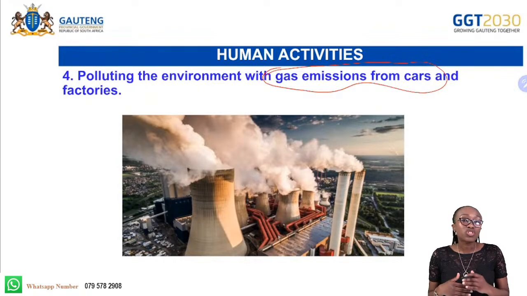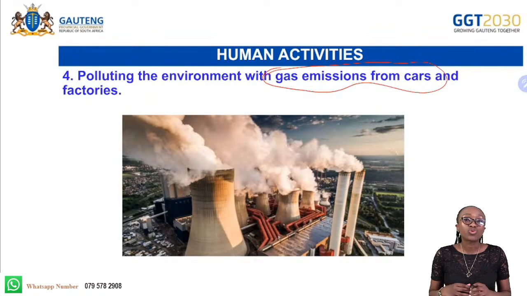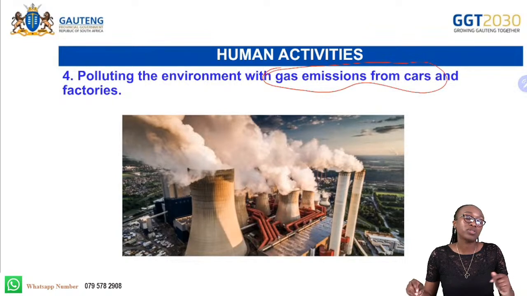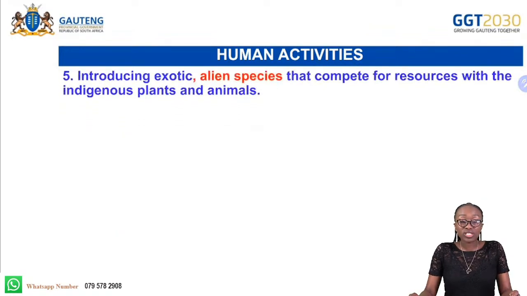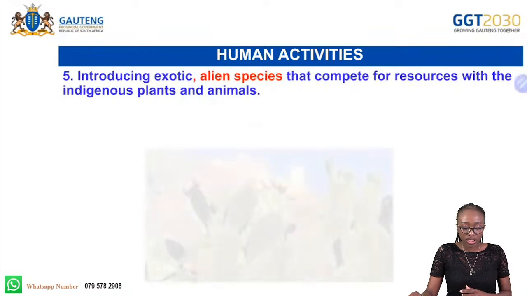Plants are too few now to manage to reduce all of the increased carbon dioxide levels that are there in the atmosphere. Next, introducing exotic alien species to compete for resources with the indigenous plants and animals. Right? Not all plants that we find today in our ecosystems are indigenous to the area. Well, there are some areas that are being conserved and the people there make sure that no alien plants are introduced. But humans have over time introduced exotic alien species.